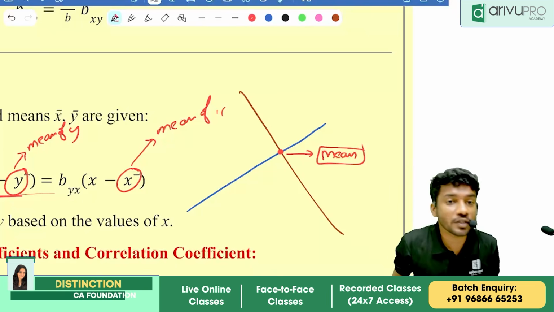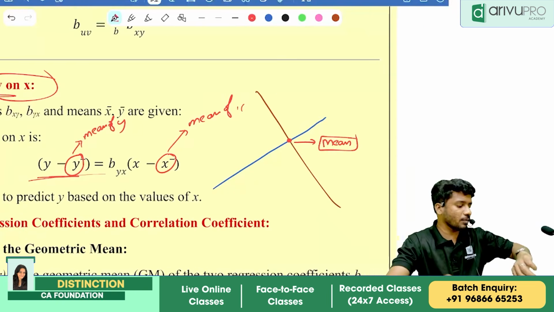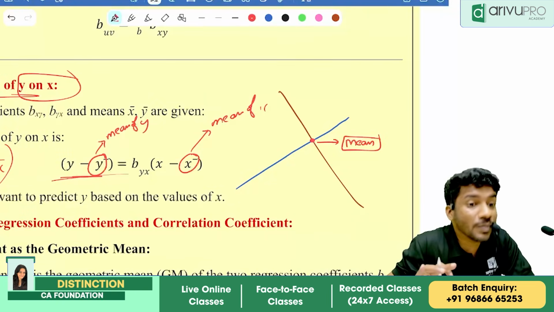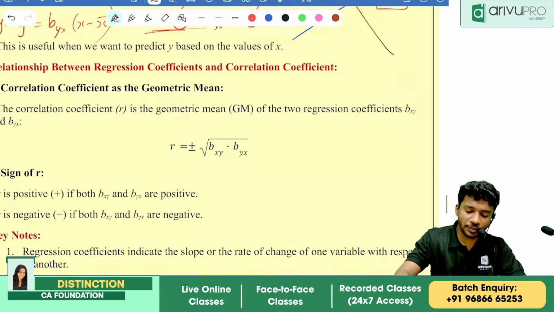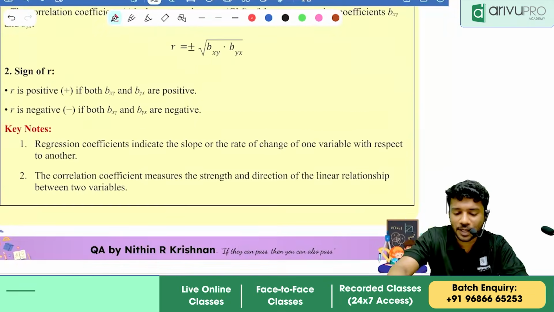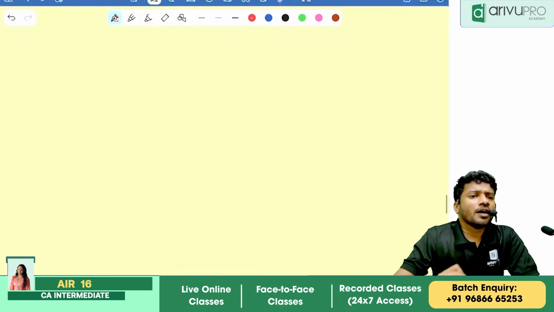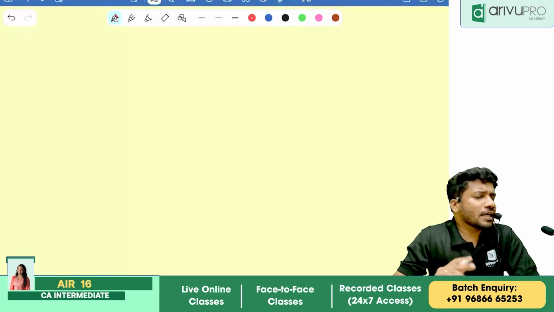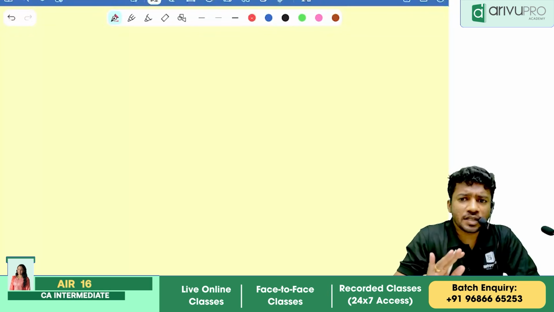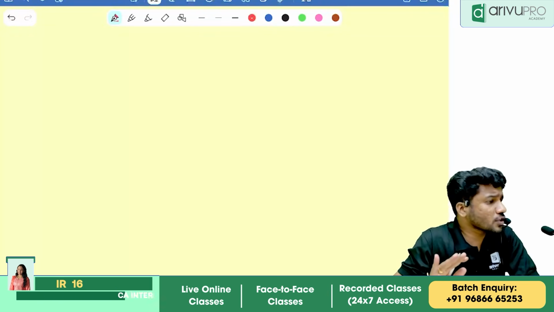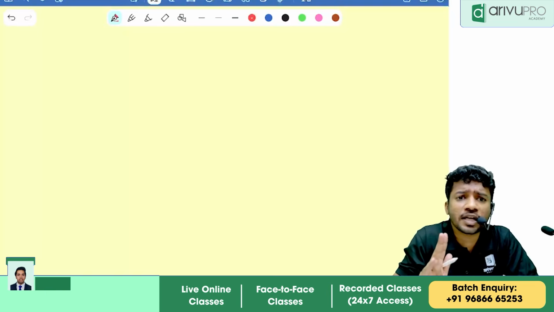PYQ, a previous year question: two regression lines will meet at what? At their means. Next one, people, one of the most important concepts I am going to teach you. People, regression lines will meet at their means, right? Now, sometimes they will give the two regression lines in the question.